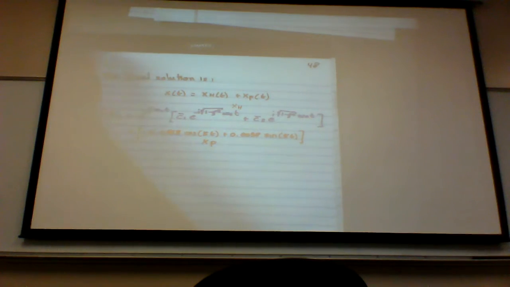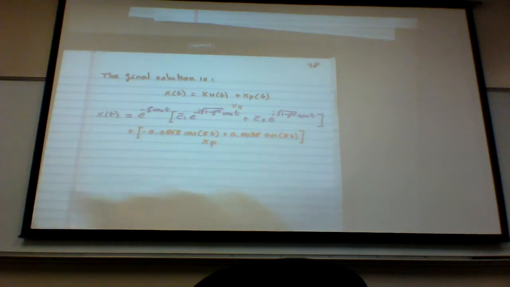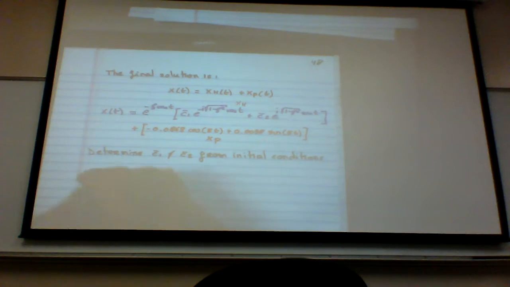Okay, last thing we need to do. What is the last thing we need to do? Solve for C1 and C2. Correct. So determine C1 and C2 from initial conditions: x equal to 0, velocity equal to 0, at t equals 0.